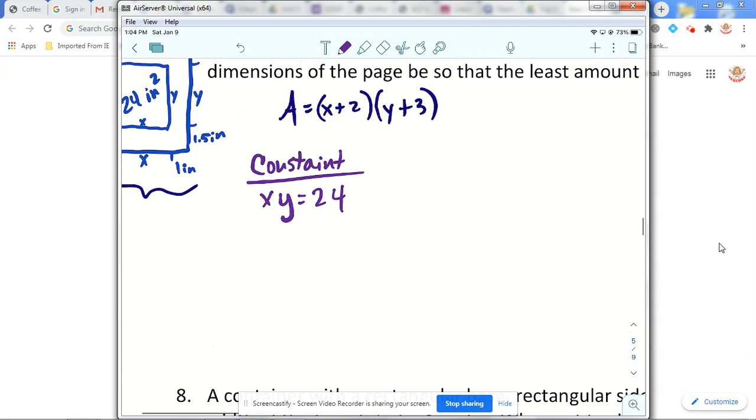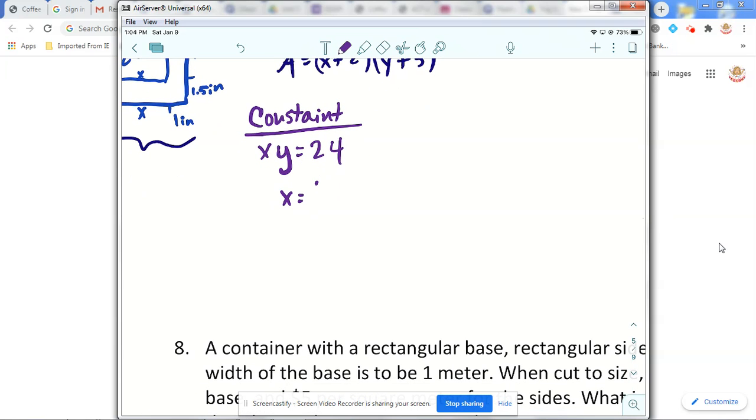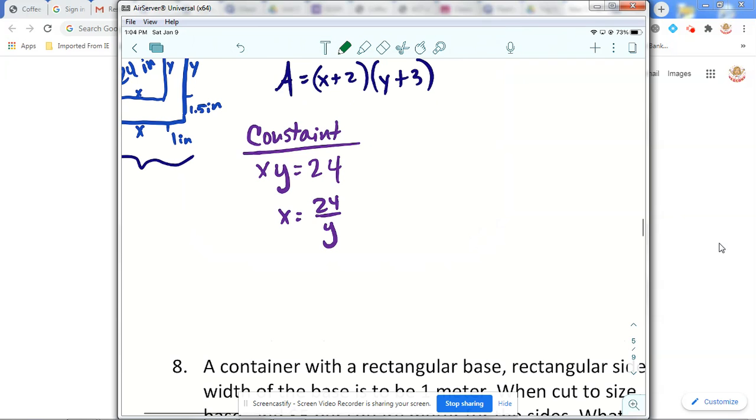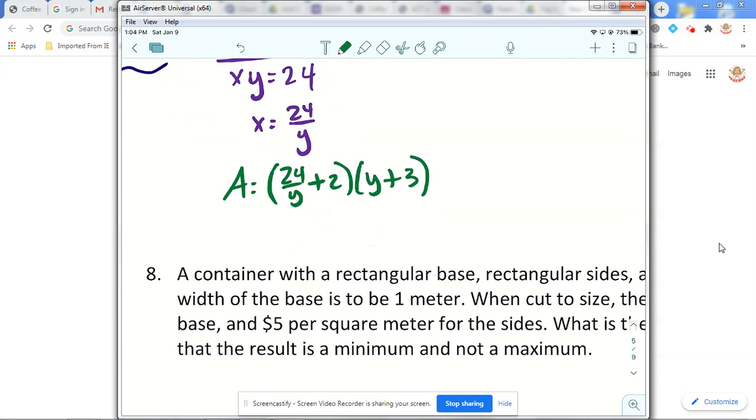All right, so that means we need to solve it for either X or Y. When I did it before, I solved it for X. It honestly doesn't matter. So when I go back up in my area formula, I'm going to replace X with 24 over Y. And I definitely want to multiply that together before I try to find the derivative. So that's what you should get when you multiply it out. Just double distributing.